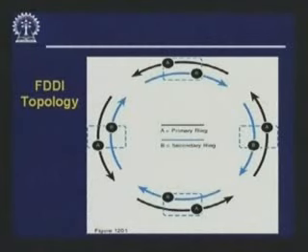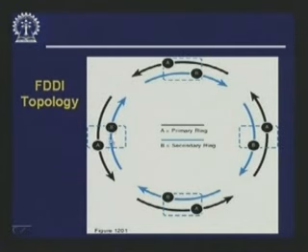So, this is an FDDI topology, where we have two rings. One is known as the primary ring, which is shown in blue, and the other is shown in black. The primary ring is the one which usually carries all the data, and then there is a secondary ring which is used for fault tolerance purposes.